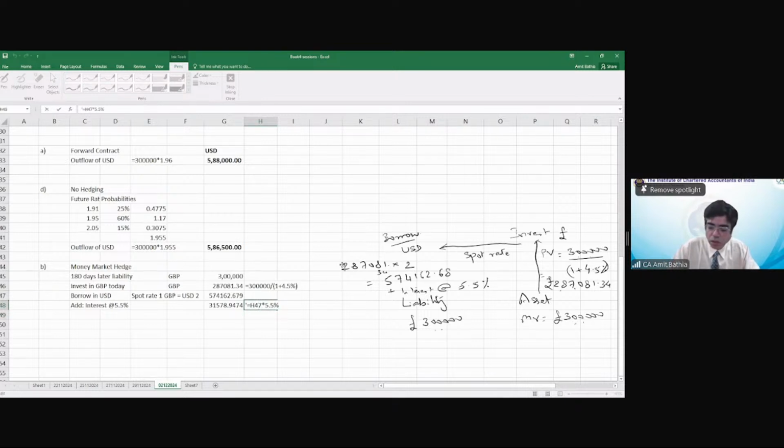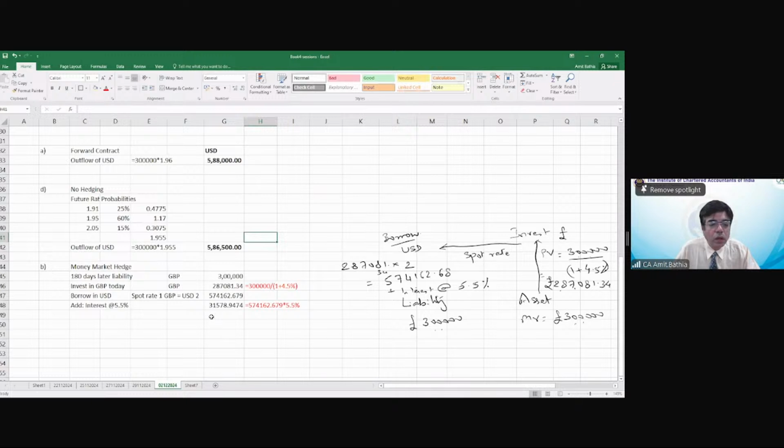I can put the numbers over here. 574,162.679. Right? So this is the working. Okay. All right. So what is the total outflow of USD for me now? 574 plus interest. So my total outflow is going to be 605,741.627. Are you all with me?